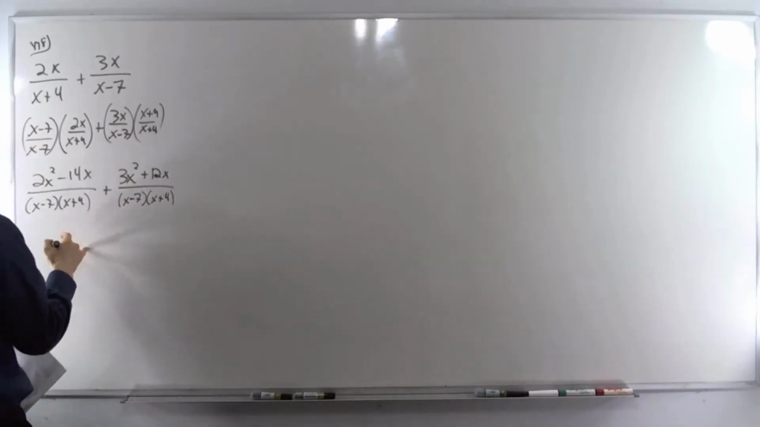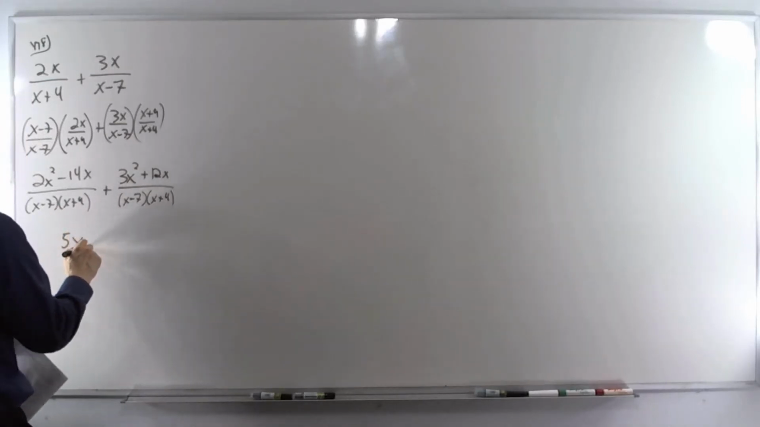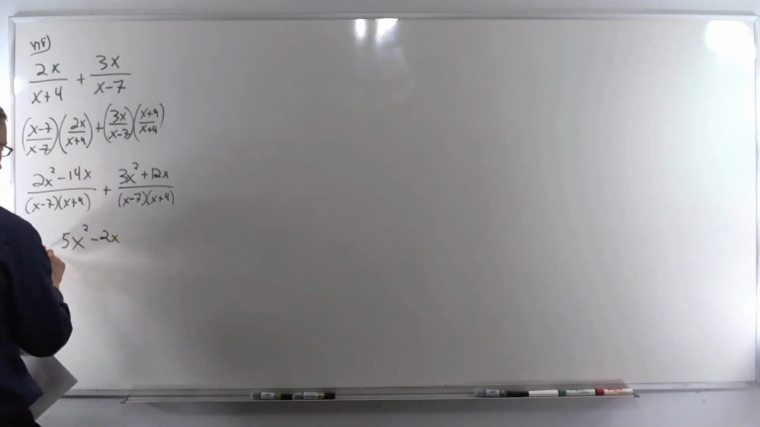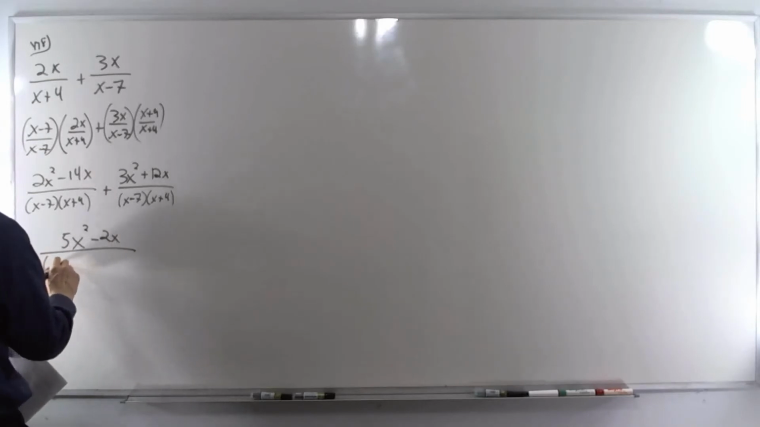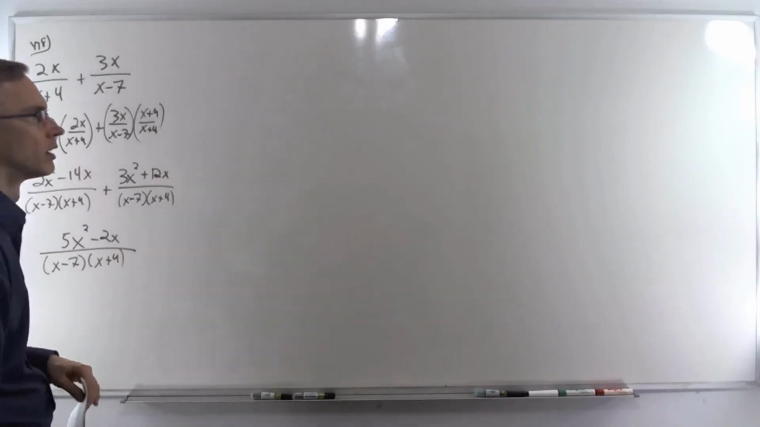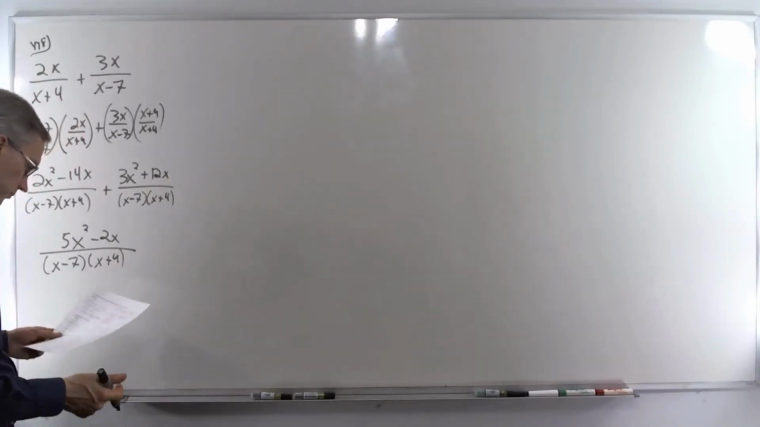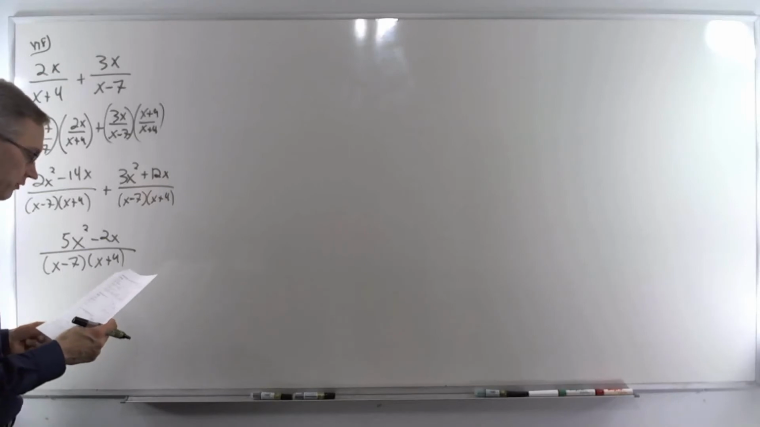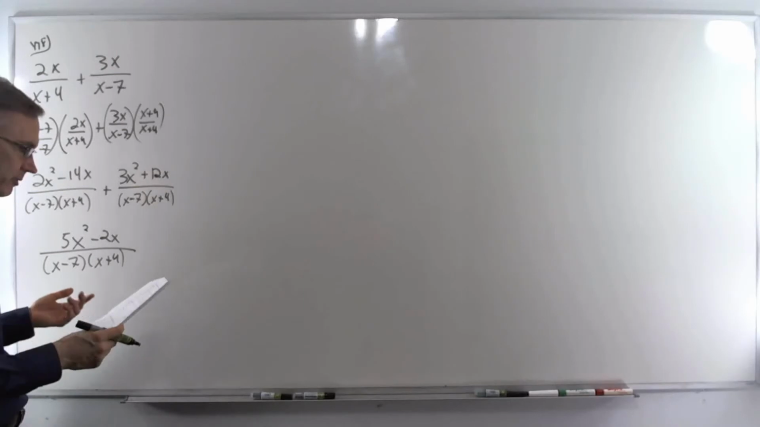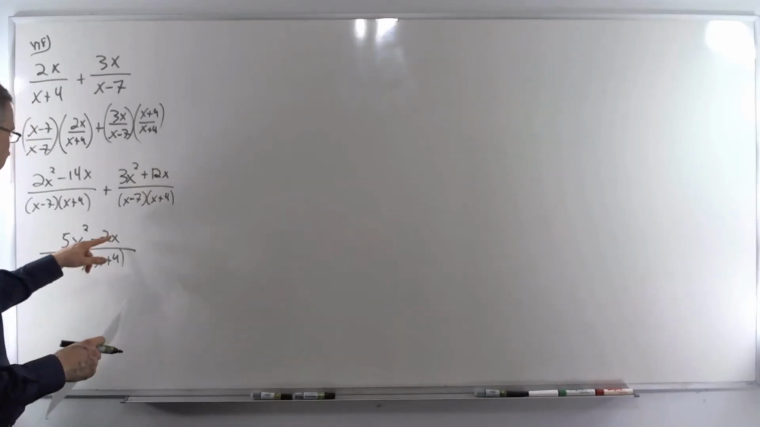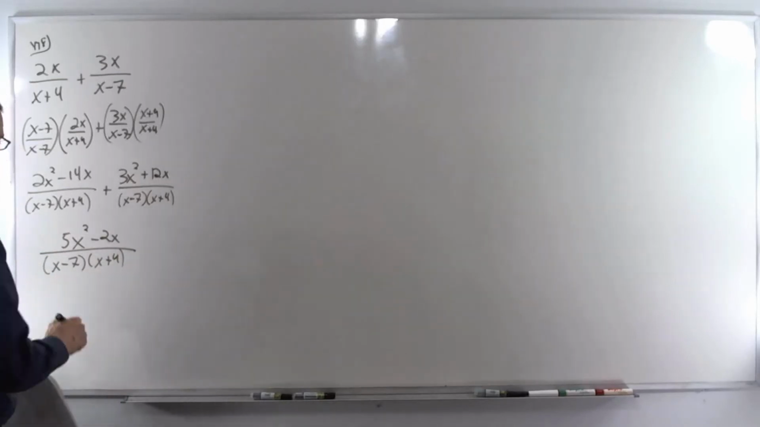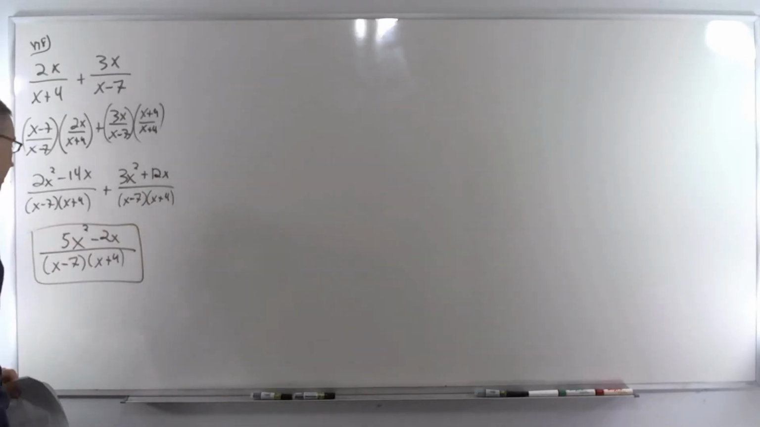Now we can combine 2x squared plus 3x squared. That gives us 5x squared. We got negative 14x plus 12x as minus 2x. And I should have noted in the last one that the trinomial on top is prime, so it's not factorable, so we can't cancel there. Here we could factor out an x and get 5x minus 2, but that does not match any of the binomials on the bottom. So this is not simplifiable. We'll just leave it at that.